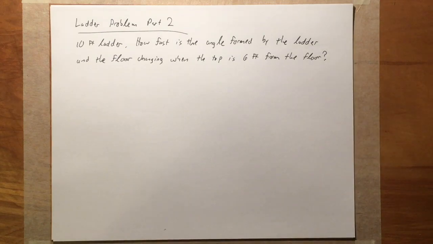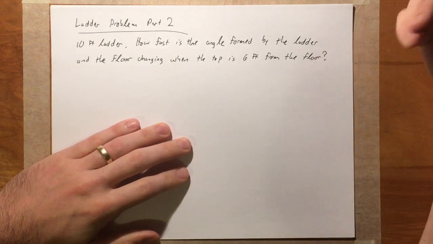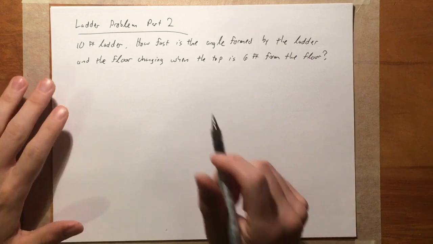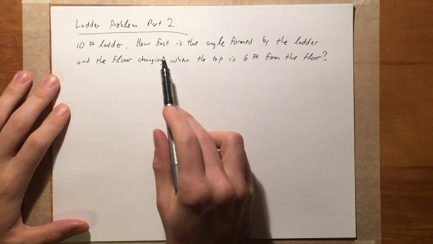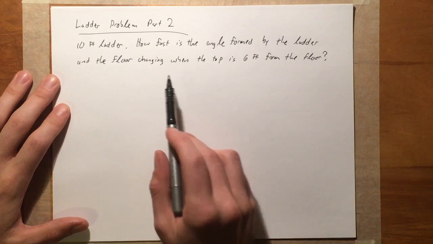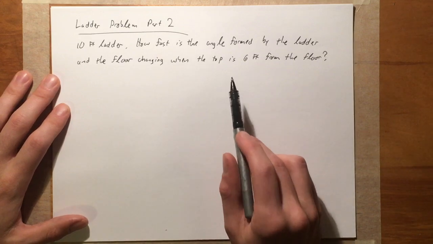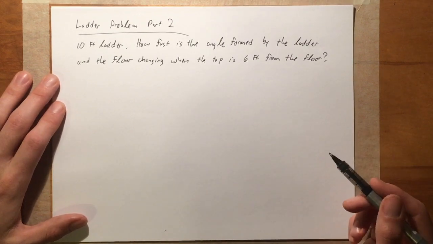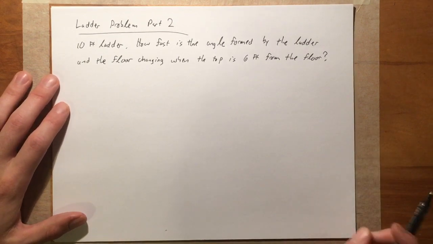Okay, we're going to stick with the ladder problem for one more example. But this time we're going to do something slightly different. It's still a 10-foot ladder leaning against a wall, but now the question is, how fast is the angle formed by the ladder and the floor changing when the top of the ladder is 6 feet from the floor? So this is very similar, except we're asking about a different rate this time.